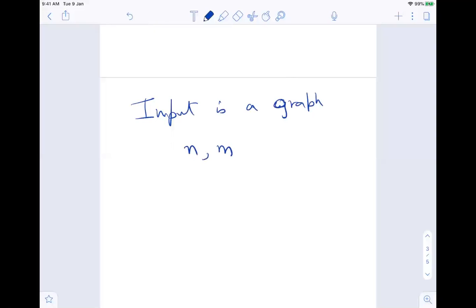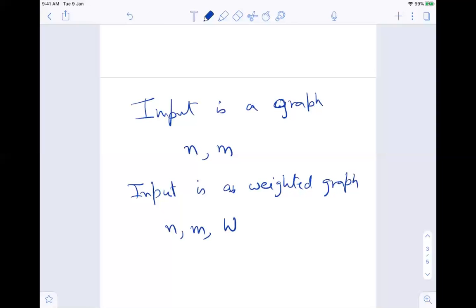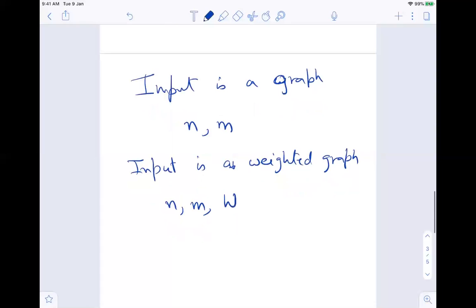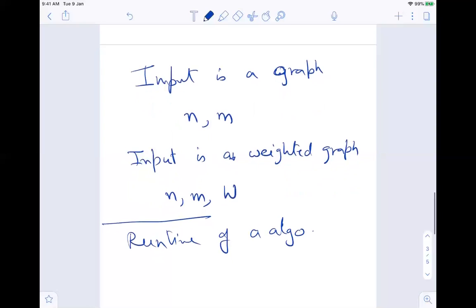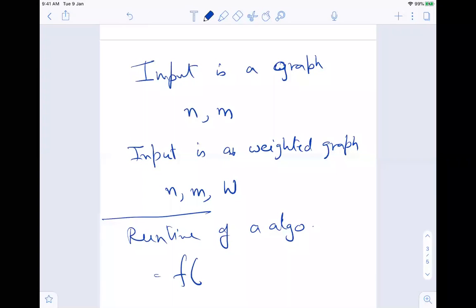You are right, in this case, most of the time m is just n square at most. So things are slightly, you might say that, oh, they are kind of connected. But if the input is a weighted graph, then the input is n, m, and w, the weights on the edges. So in this case, the running time of an algorithm is nothing but a function of the input size.